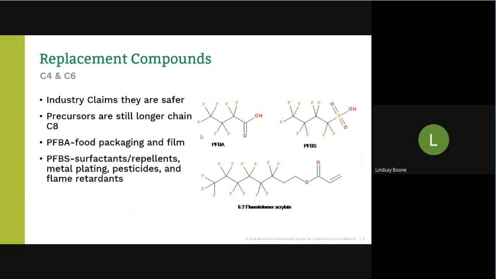PFBS. PFBS is another compound that I'll see commonly in rural areas of different states, because of its use in agricultural processes like pesticides. So just because you're in a rural community and you've got a drinking water well that you don't think would be impacted by an industry, you could still be impacted by PFAS because of a compound like PFBS.